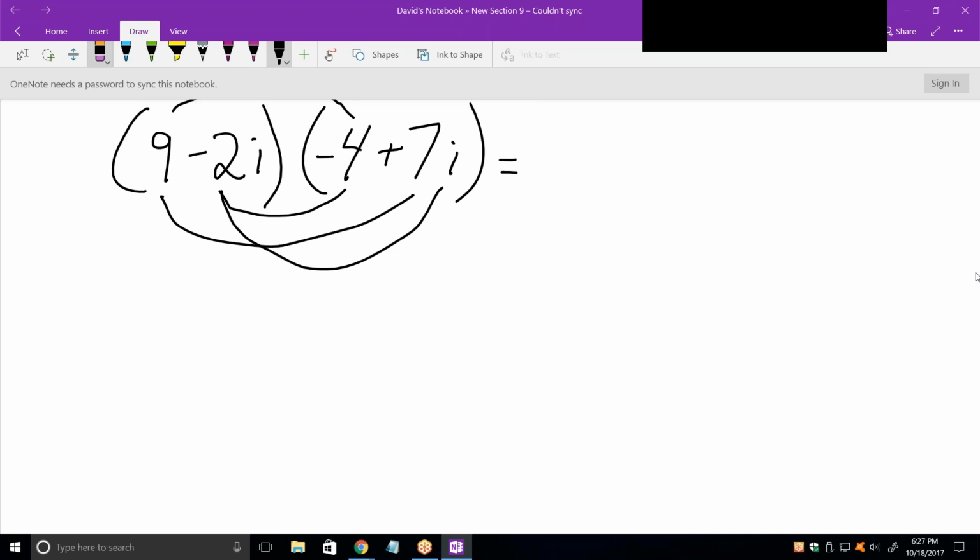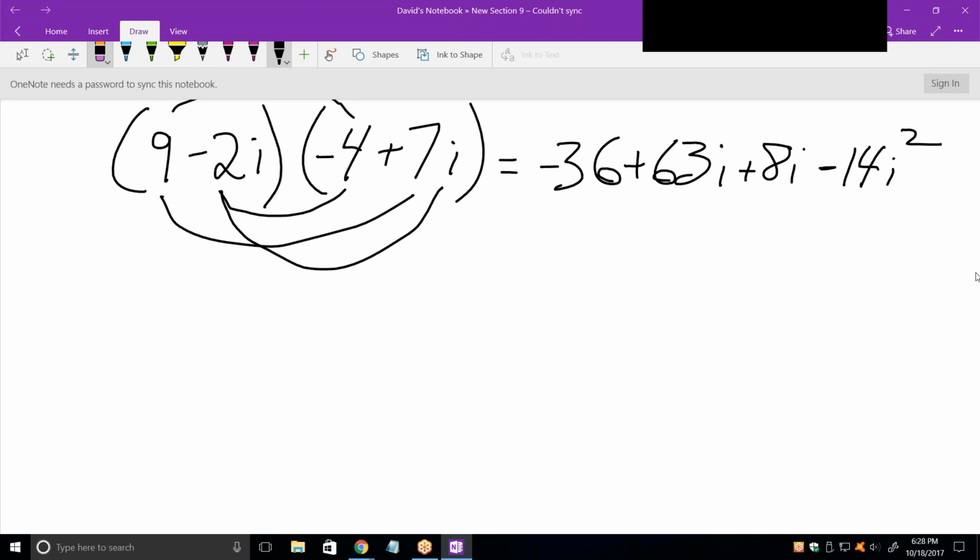What's our first term? 9 times minus 4. That's negative 36. What's the second term? It's 9 times 7i. 63. What's minus 2i times minus 4? Positive 8i, sorry. And finally, what's minus 2i times plus 7i? Negative 14i squared. There's that i squared again.